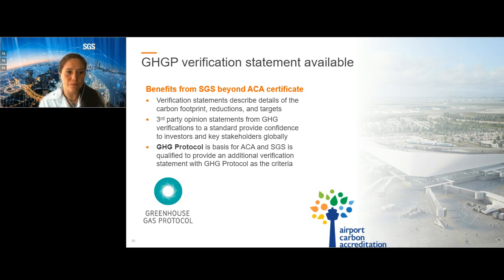So the verification statements describe details of the carbon footprint. If you have any reduction, for example, you say we installed solar panels and with this we avoided 3,000 tons of emissions, then the verification statement will include that explanation. You can also explain your targets, that maybe you have a 50% reduction target to 2030. Then we include that in the certificate. So that's your commitment.